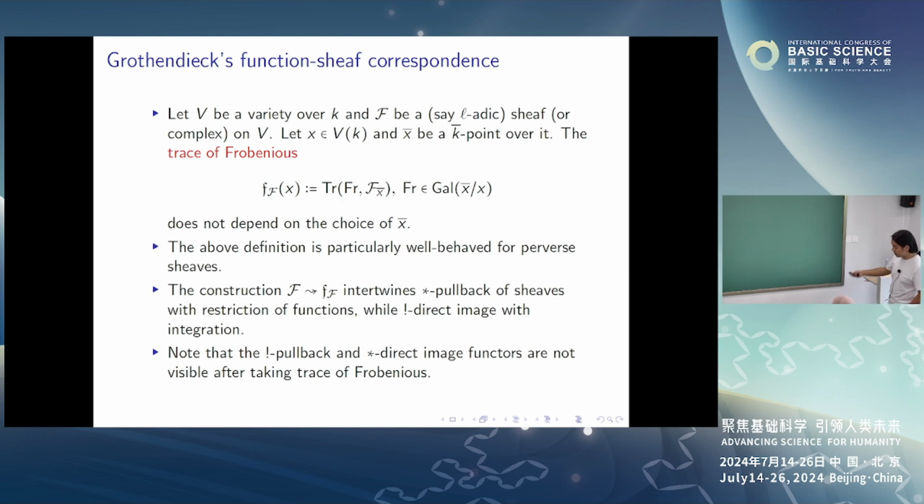And indeed, as we'll see later, the construction called nearby cycles will play a role inside this proof. And nearby cycles, in some sense, is a mix of star pullback and star push forward, or Schriek pullback and Schriek push forward. Which means it cannot be easily seen on the level of functions.